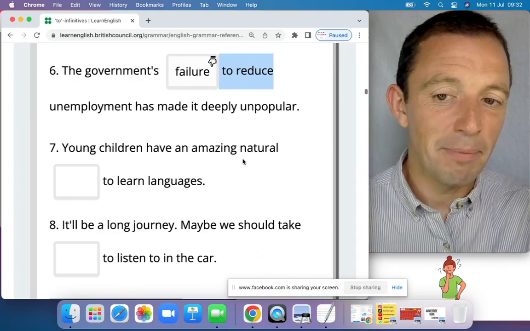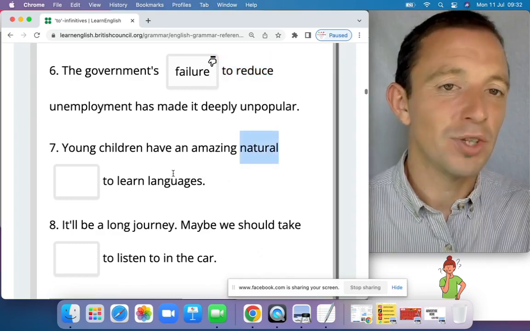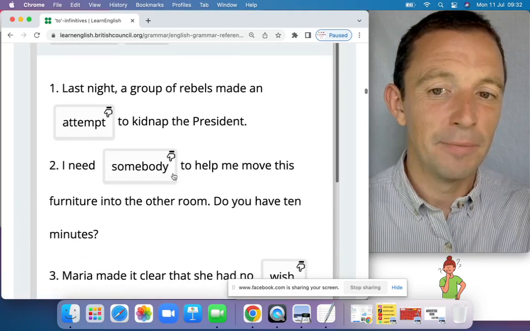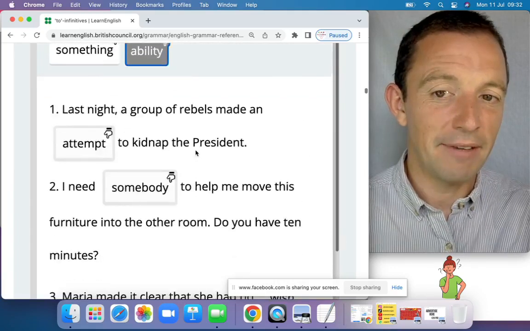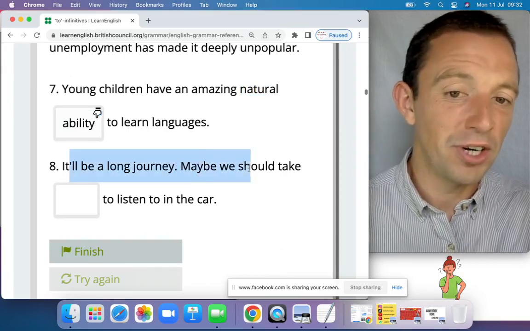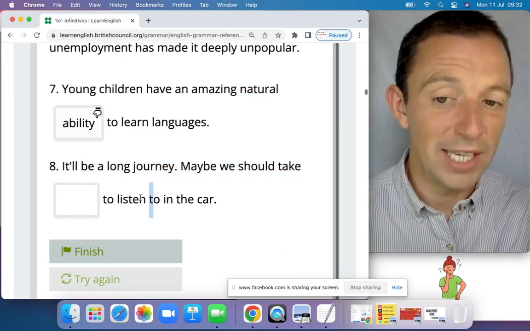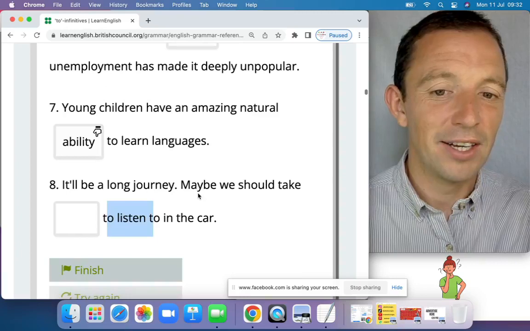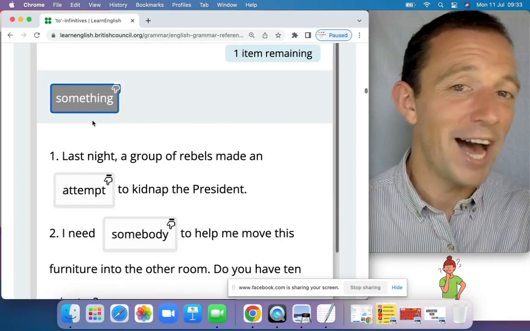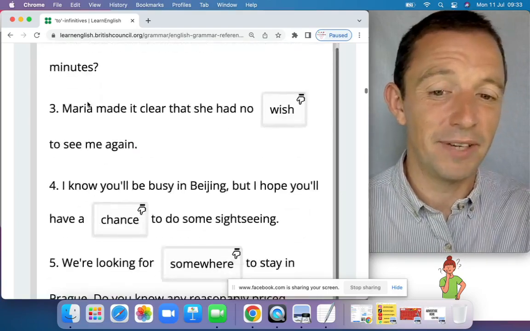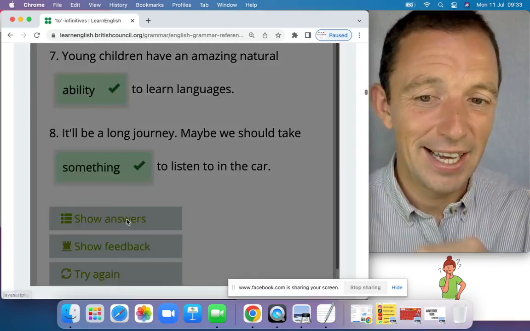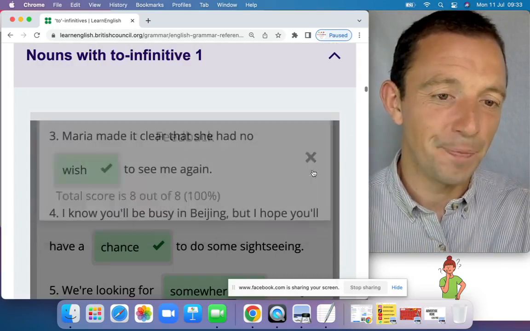Young children have an amazing natural something to learn languages. Ability. They have a natural ability to learn languages. And the final one: it'll be a long journey. Maybe we should take something to listen to in the car. We should take something. This is the indefinite pronoun. After the indefinite pronoun, we have the infinitive. Something to listen to in the car. It's possible we have some mistakes. Everything is good. 8 from 8.